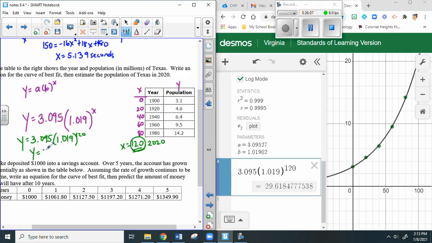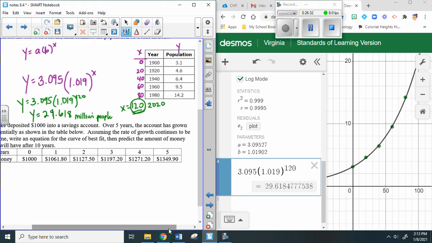But another thing you have to be careful of is that you interpret this in terms of the problem. So is the population 29.618 people? No, it's 29.618 million people. All right, so sometimes you have to read back and look at the rest of the problem. All right, sorry about that.